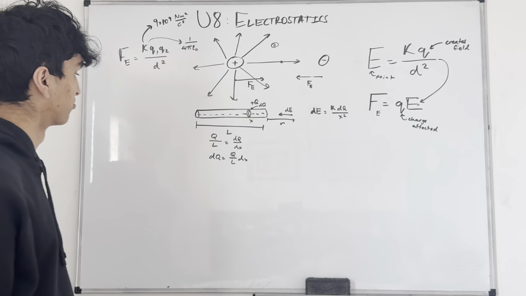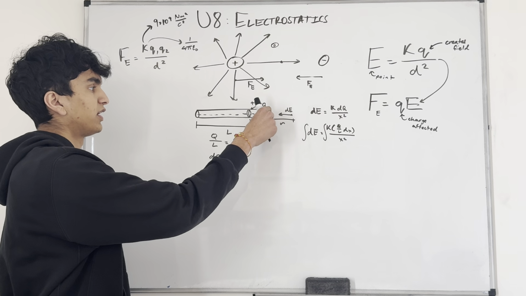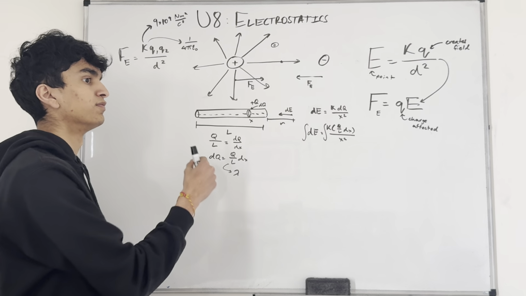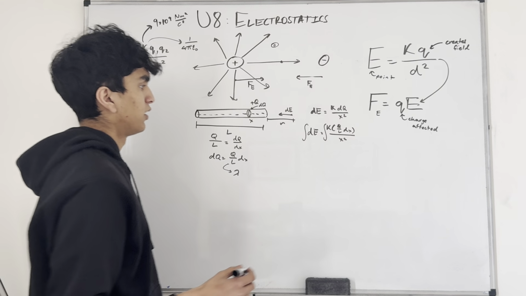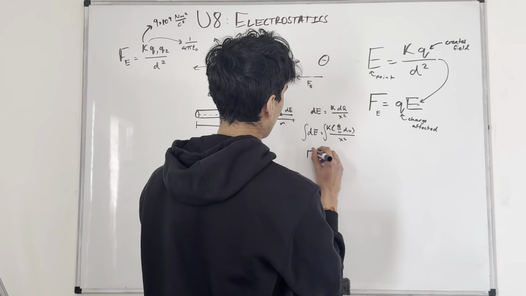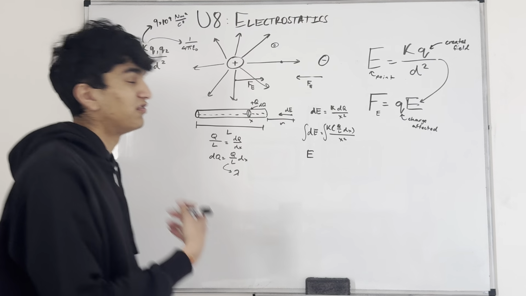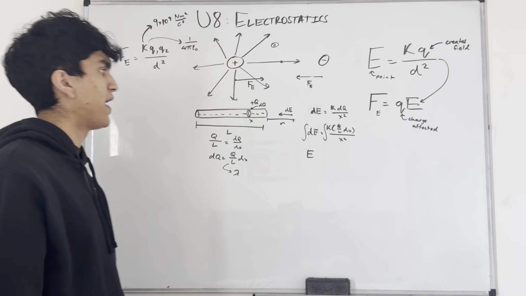Now I can integrate to find the total electric field, right? Because that's what integration helps us with. It helps us find the total due to small accumulations. So this is going to be a number, right? I'm not just taking an antiderivative, it's going to be a definite integral. So what are my bounds?